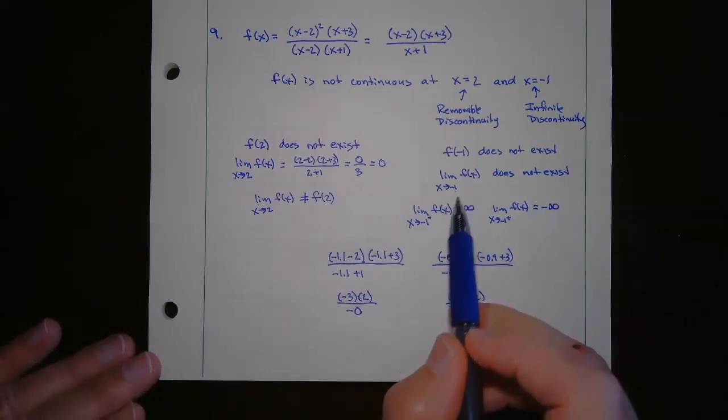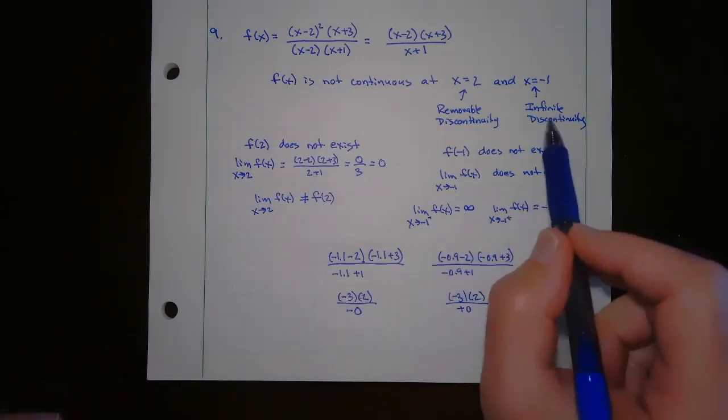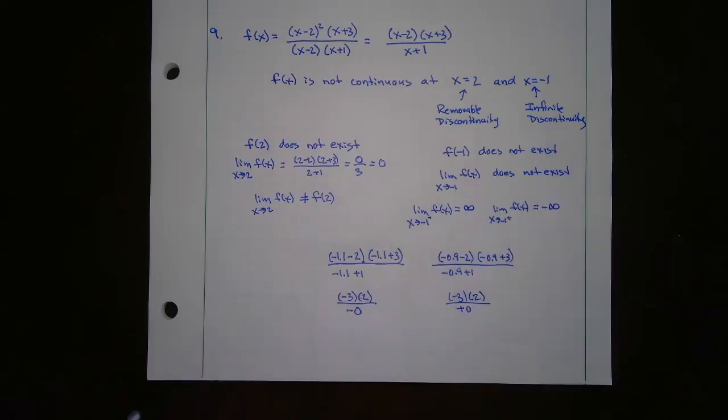And that's why the limit as x approaches -1 of f of x doesn't exist, and why it tells you it's an infinite discontinuity. Okay, that was way more than the question asked, but I think it's important to go through this stuff with you guys. Okay, all right, let's go to number 10.